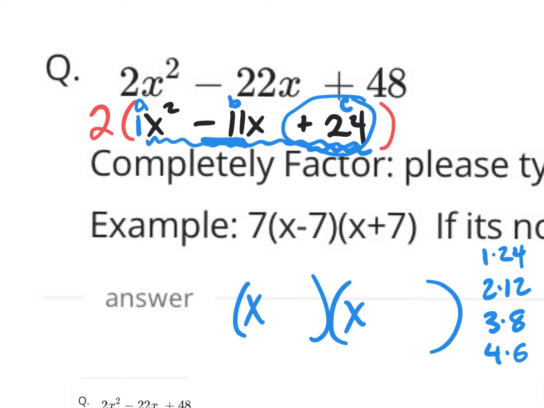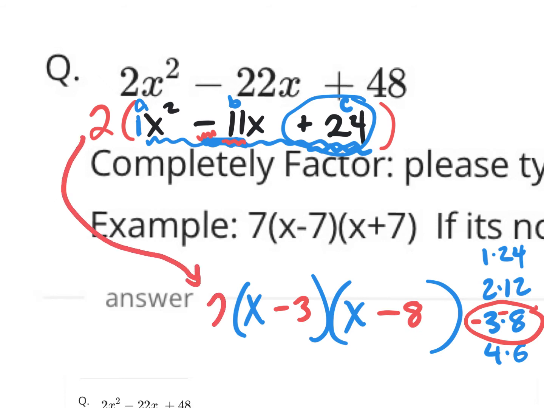Well, if I go 4 plus 6, that's 10, that's not negative 11. 3 plus 8, that is 11, but not negative 11, but I do get an 11. So right here I have the right numbers, just the wrong signs, because I need it to be a negative 11, not a positive 11. Just change it to a negative 3, change it to a negative 8, and you're good to go. Negative 3, negative 8, and don't forget about the 2 that you originally pulled out. That needs to be in front.